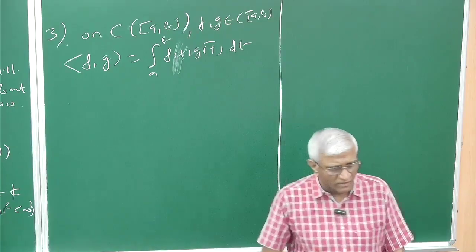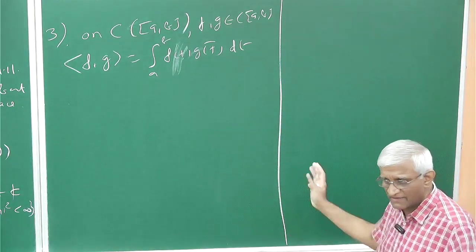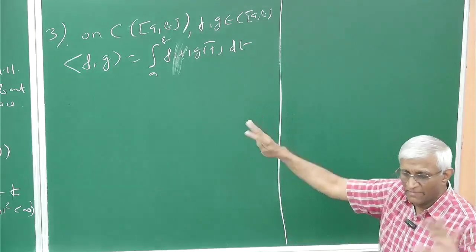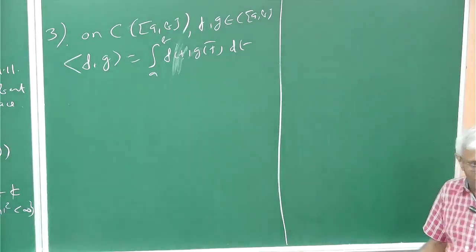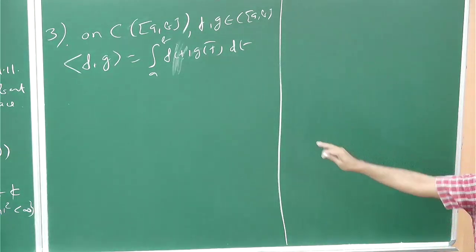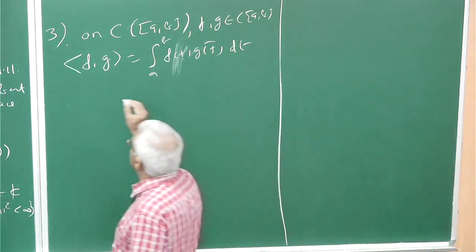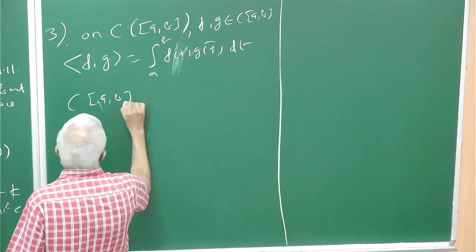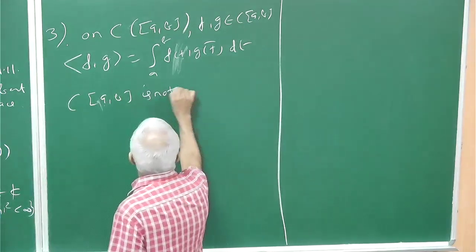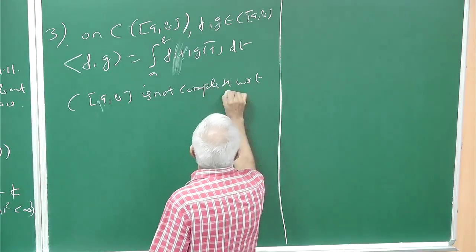When you want to integrate a complex function, you can integrate the real part and the imaginary part, and then you can take the i outside. The integral is linear, and that is how you integrate by definition. But then C[a,b] is not complete with respect to this inner product, so you will take the completion.